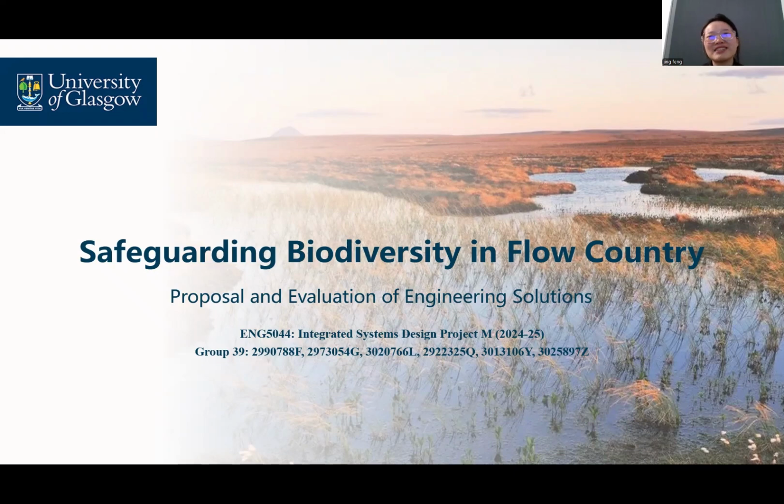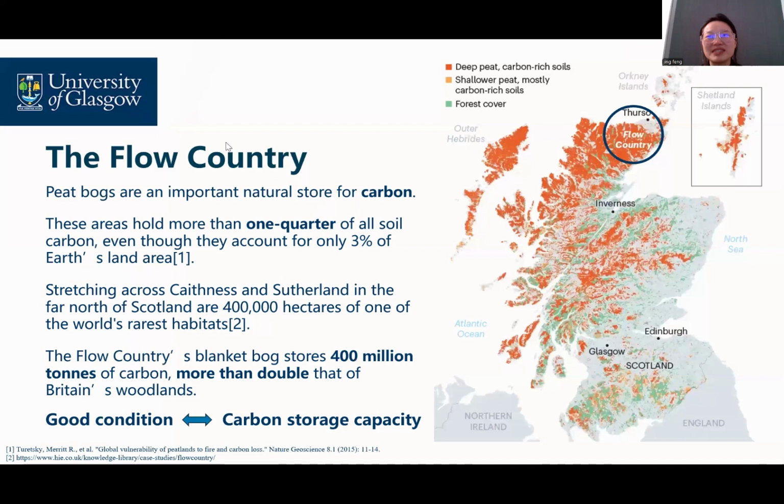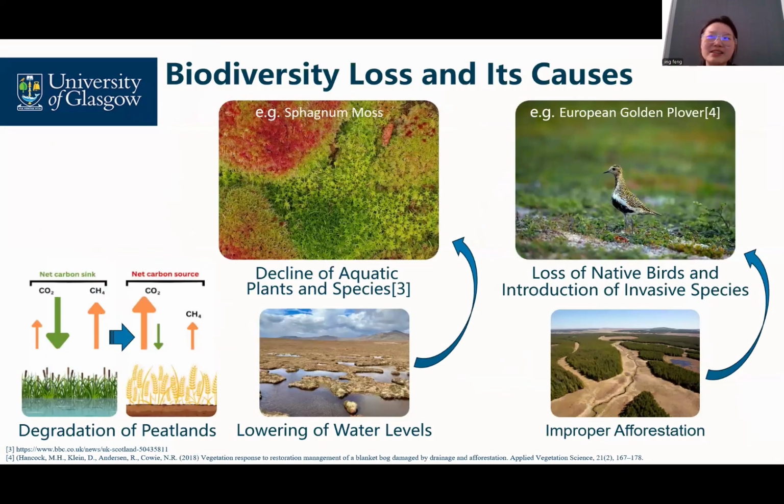The Flow Country is a unique and critical ecosystem located in the northernmost part of Scotland. The Flow Country's peatlands, often referred to as one of Europe's most extensive and significant peat bogs, play an essential role in climate regulation and carbon sequestration. However, recent reports have highlighted several phenomena of biodiversity decline and their underlying causes.